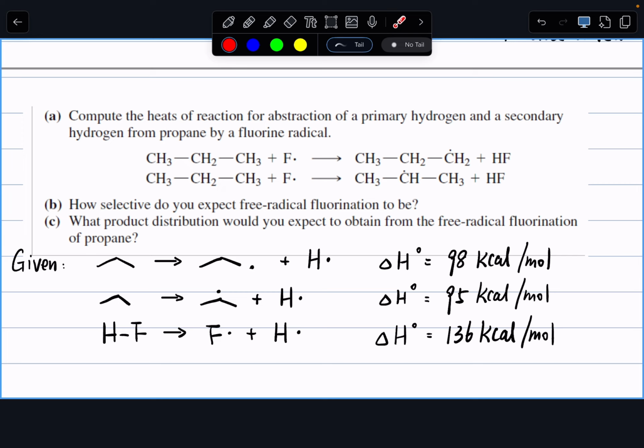First things first, I give you the bond dissociation energy of propane for the primary C-H or secondary C-H, and also the H-F. The first step, I'm just going to do it on the board. If you are watching the recording, the annotated notes also have the answer. So first question, calculate the delta H of the reaction. For the first one, let's say the F dot abstracts a primary hydrogen.